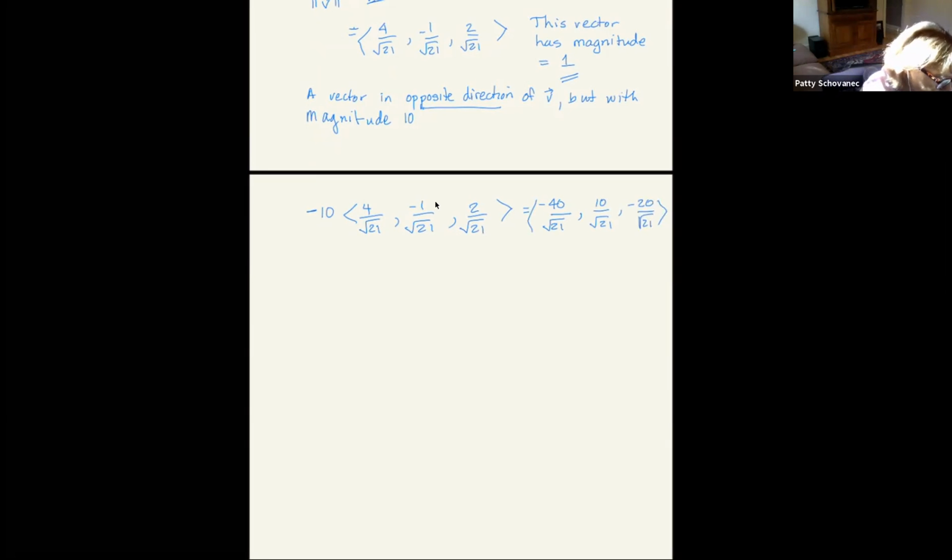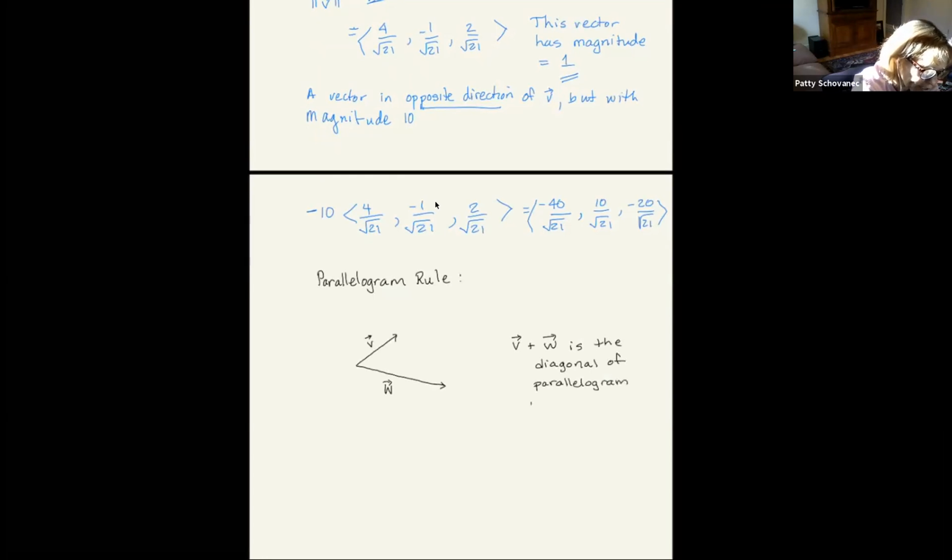Geometrically, the addition of two vectors follows the parallelogram rule. Parallelogram, P-A-R-A-L-L-E-L-O-G-R-A-M. Suppose I have vector V, and I'm drawing them as position vectors, added to vector W, then vector V plus W is the diagonal of the parallelogram with sides V and W. So I'd have to first finish my parallelogram.